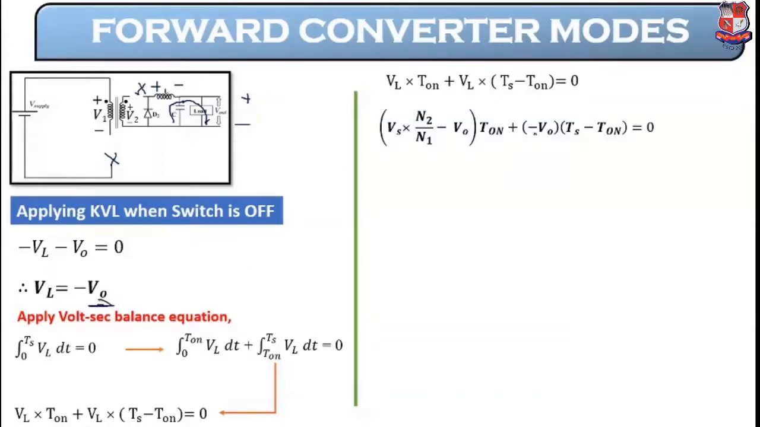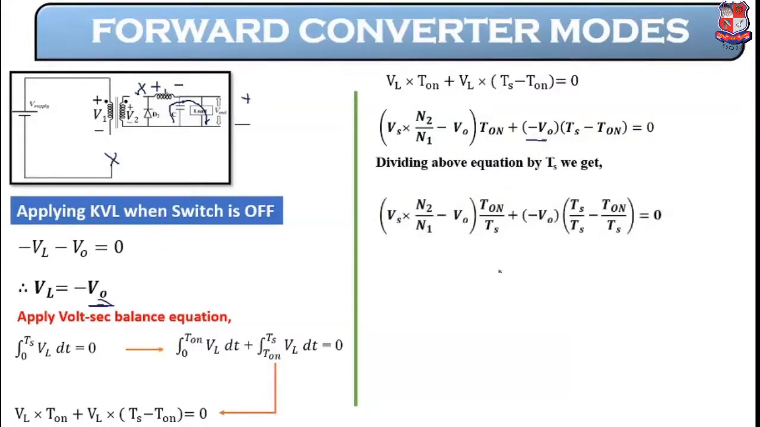Okay, so minus VO is written over here. If you solve this and divide this equation by Ts, what will happen? I have divided this T on by Ts, and over here also Ts by Ts and T1 by Ts. So Ts by Ts will be 1, and this T1 by Ts, we very well know, is equal to capital D, that is duty cycle.